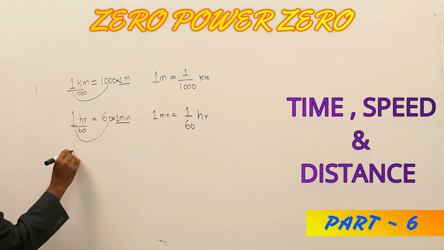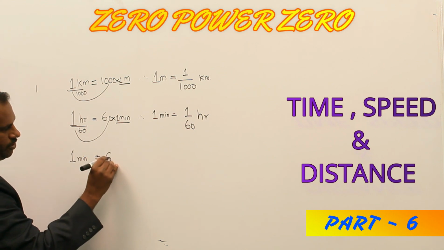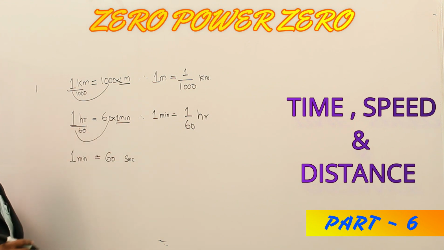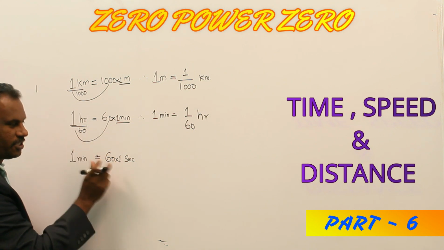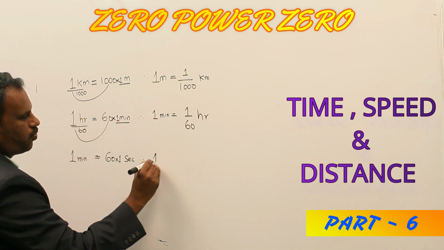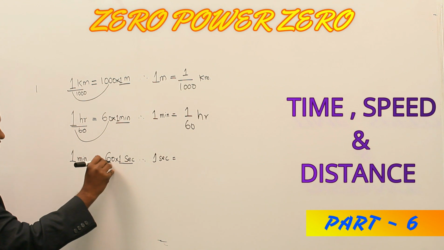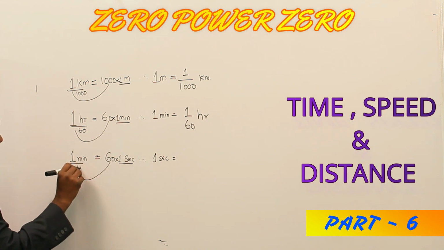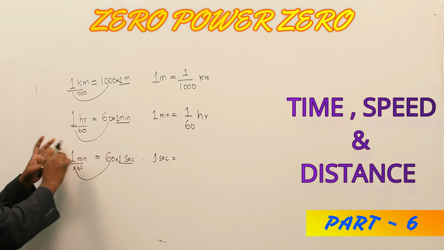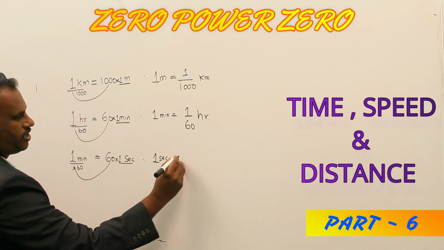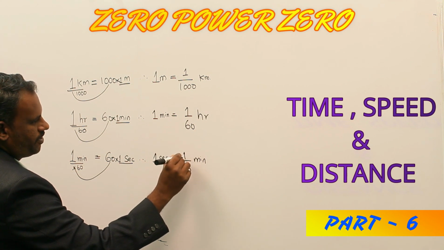In the same way, everyone knows 1 minute equals 60 seconds. I multiply 60 by 1 second. If we need 1 second in minutes, we divide by 60. So 1 second is equal to 1 divided by 60 minute.